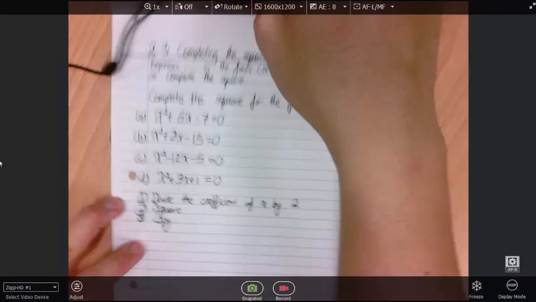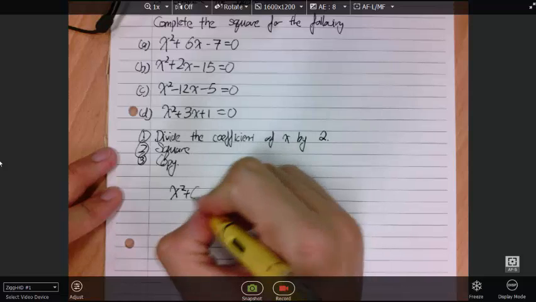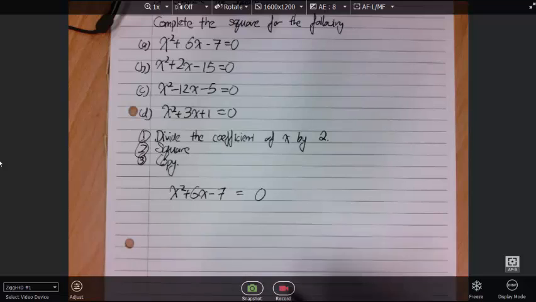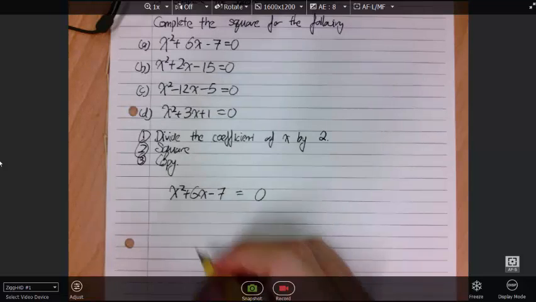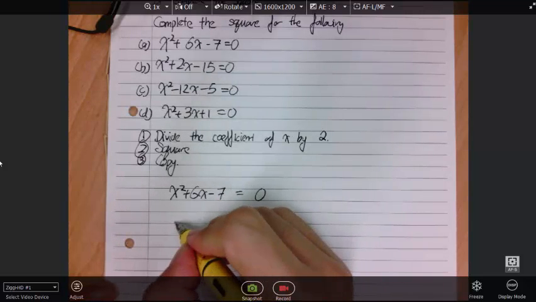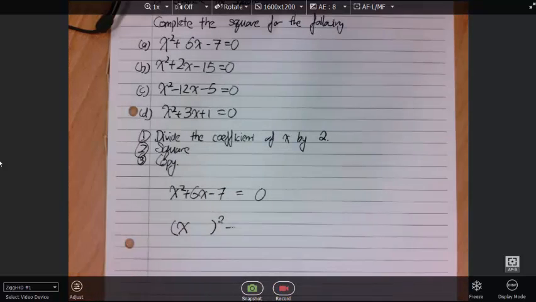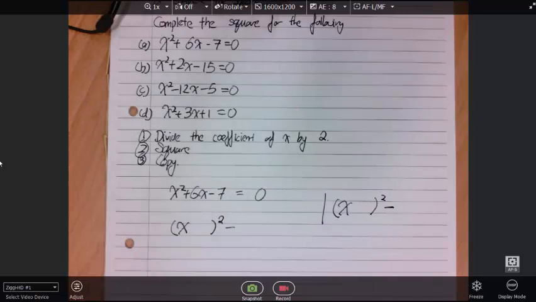Now let me show you what I need to do. First, I copy down x squared plus 6x minus 7 equals to 0. What we are hoping to do here is to complete the square for the left hand side. So the first thing we do is write down x square minus. It's always x square, and it's always a minus sign here, just note this down. Then we start to do the divide by 2, square, copy method.